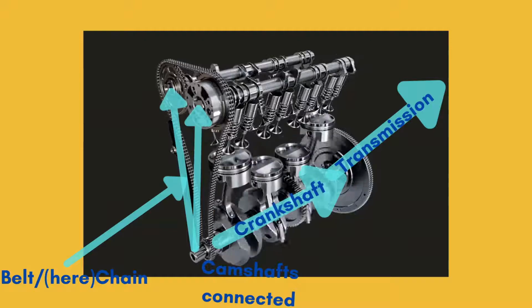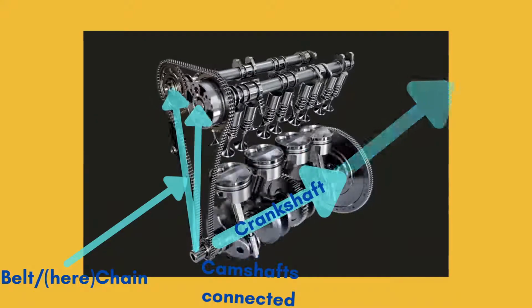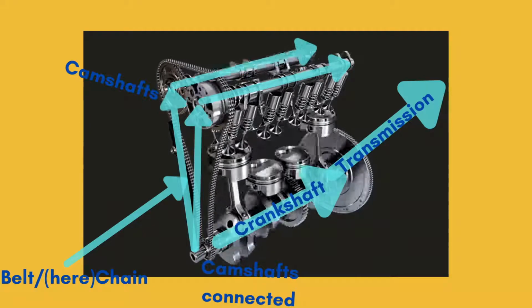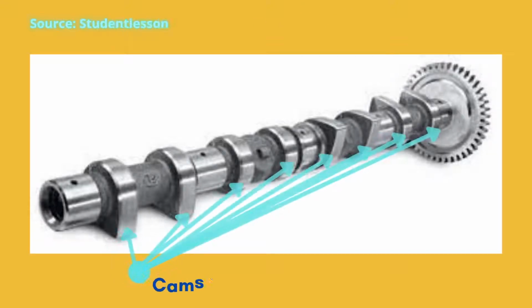The camshaft is lined with cams. If you don't know what cams are, they are simply these little pear-shaped things whose sole purpose is to convert rotatory motion into rectilinear, that is, up and down motion.